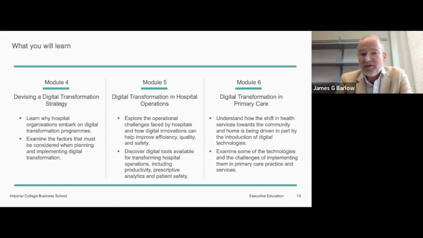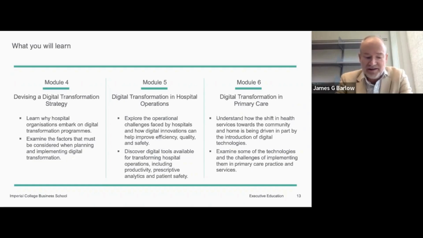There's always too much emphasis on hospitals, I feel, in a lot of courses and a lot of reports and books and so on about healthcare innovation. And it's really important not to neglect primary care.